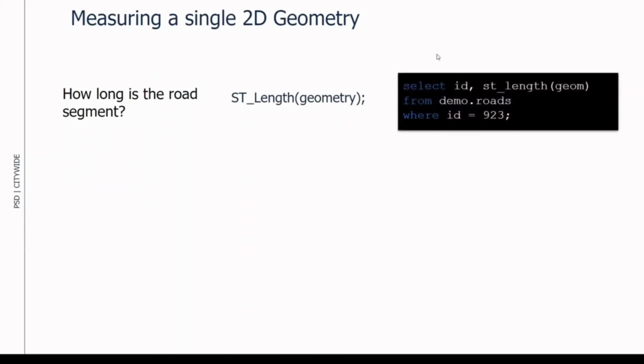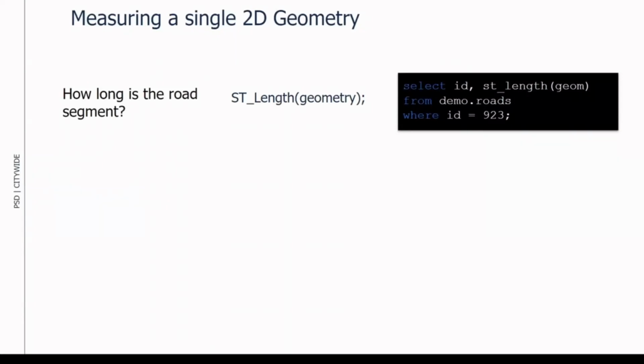All right, next, let's look at the process of measuring a single 2D geometry. So we might ask questions like, how long is a specific road segment? There's a function in PostGIS for ST_Length. It takes the geometry in and it spits out the results. So this is what the query would look like.